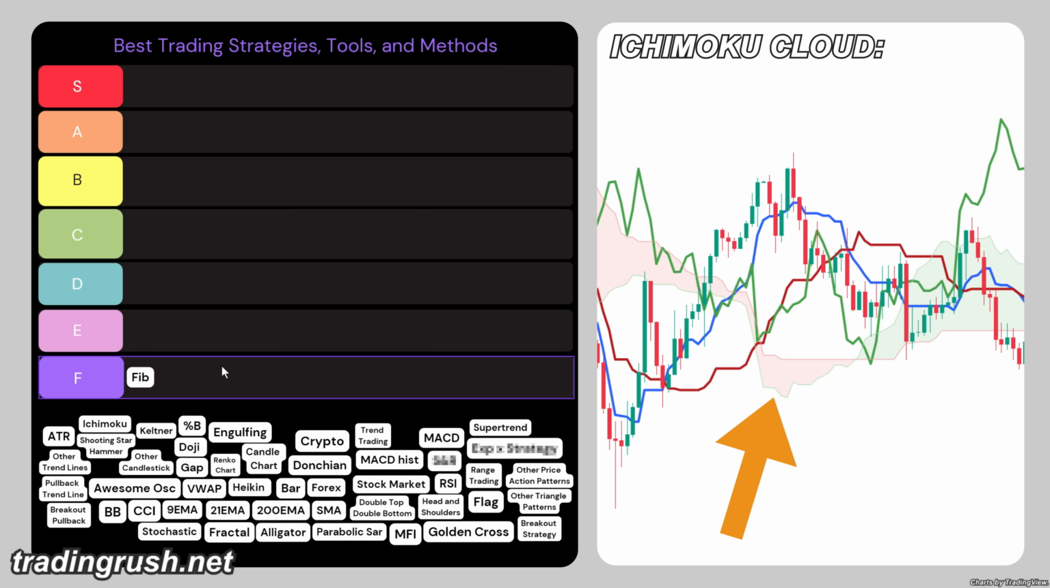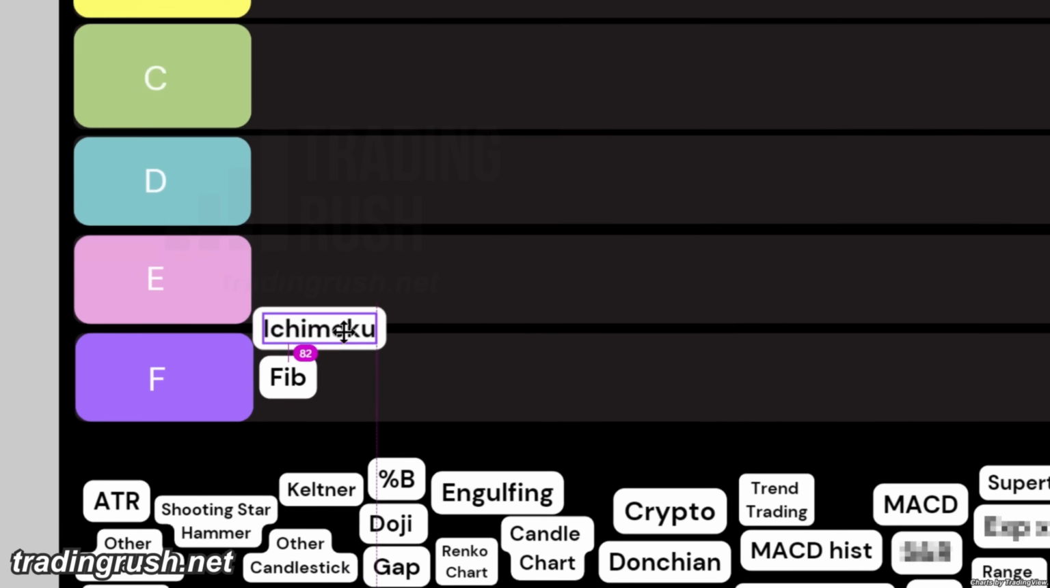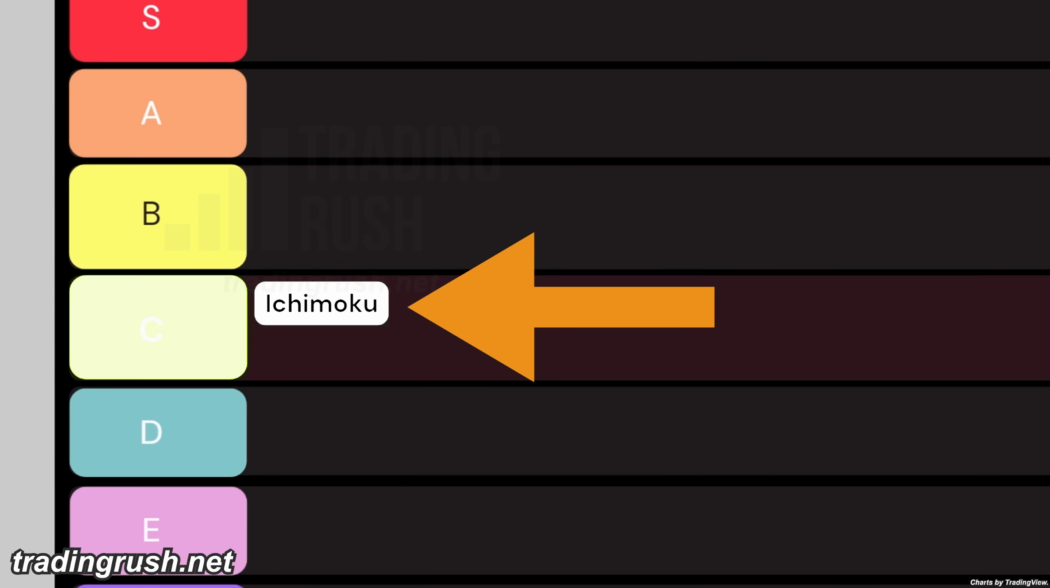The next one is Ichimoku Cloud. This is one of the best indicators I have used. It looks like a mess, but it solves a lot of problems beginner traders might have. For example, for a trend trader, it filters slow or bad markets. It shows where the price is trending. It even gives an entry point. Other than the confusing aspect of the indicator, the Ichimoku Cloud is pretty good. I would put it in the C tier.